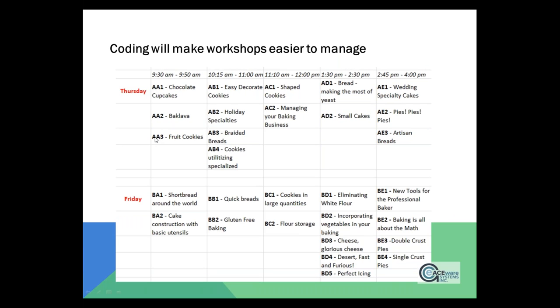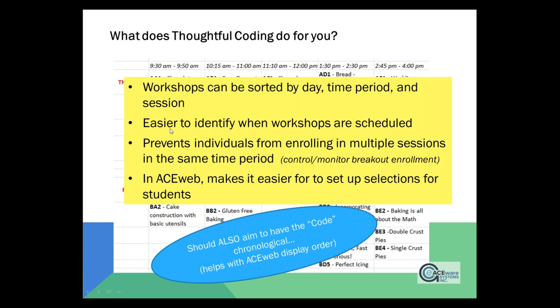But again, if it's like Monday, Tuesday, Wednesday, we were saying you could put MON for Monday, TUE for Tuesday, and WED for Wednesday. By chance, that would chronologically sort, so M before T and T before W. Thursday, Friday, Saturday doesn't work so well. So the idea is needing to use an alpha letter or a number to indicate the sequence of those workshops so that they would be chronological.